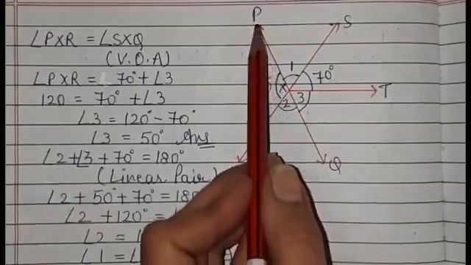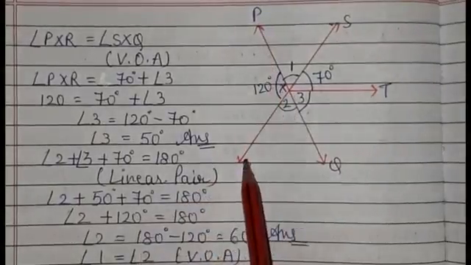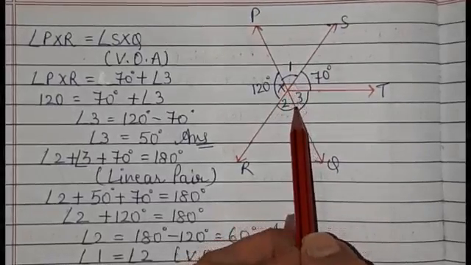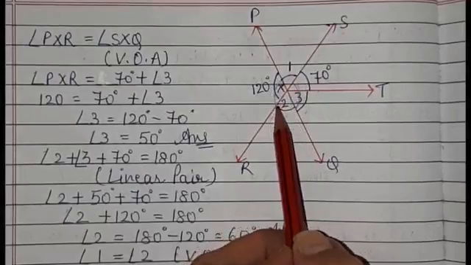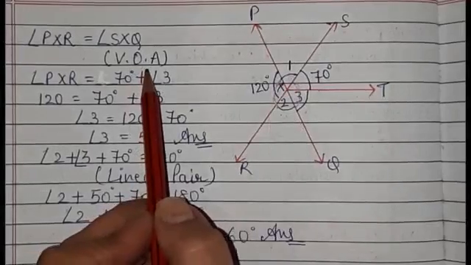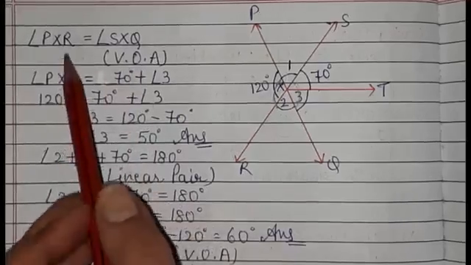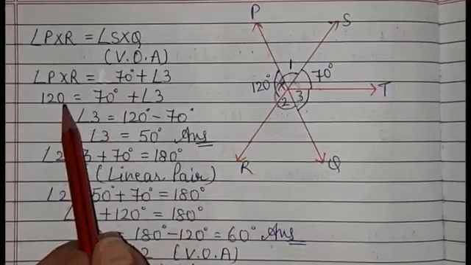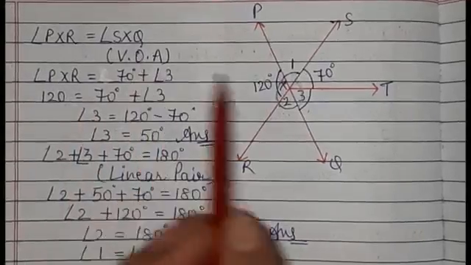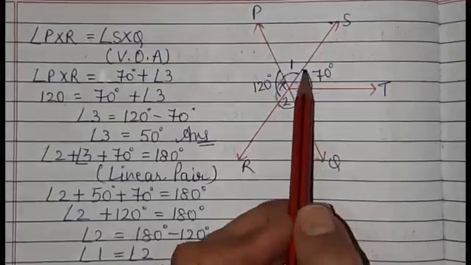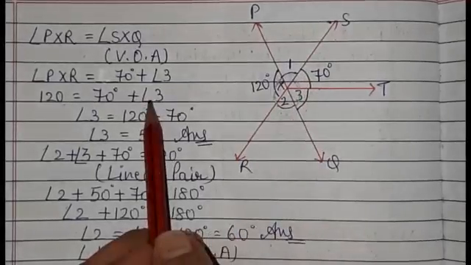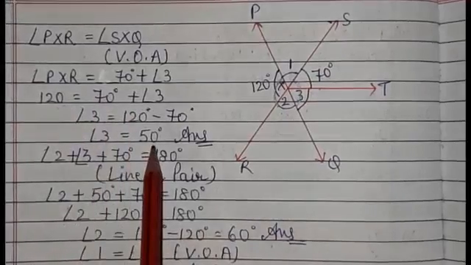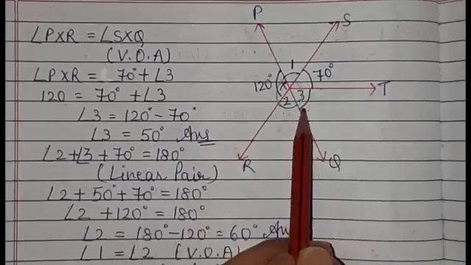Here we know that angle PXR is equal to angle SXQ. This angle will be equal to this angle, vertically opposite angles. Now put the value: PXR is equal to 120 degrees, right? And SXQ we can write as 70 plus angle 3, right? Now calculate angle 3, it will be 120 minus 70, 50 degrees. This is the first answer.